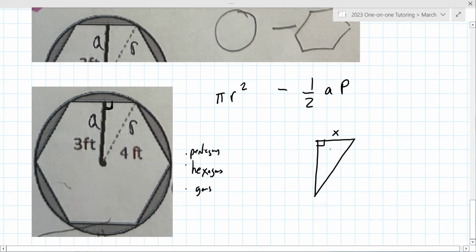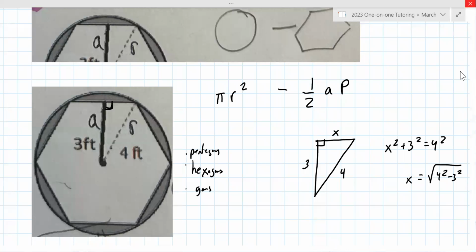We'll call that x, with 3 and 4. So you've got x squared plus 3 squared equals 4 squared, and x ends up being the square root of 4 squared minus 3 squared. Let me give you that number here to a couple of decimal places. Looks like it's square root of 7.